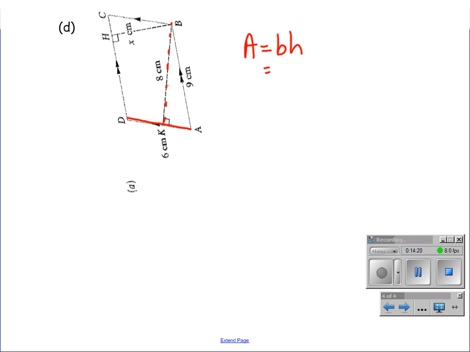And what is the base and the height when we look at a parallelogram from this perspective? Lena? 6 times 8. So the area of this parallelogram is what, Lena? 48 square centimeters. Okay, that's cool.